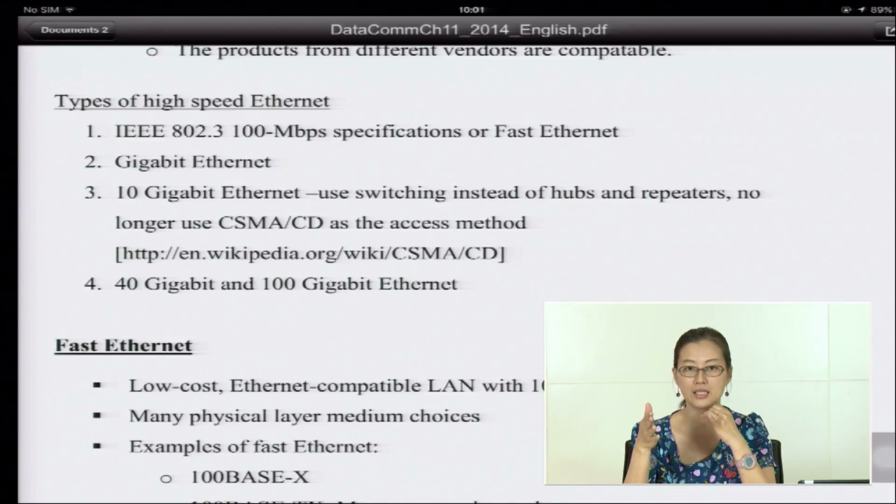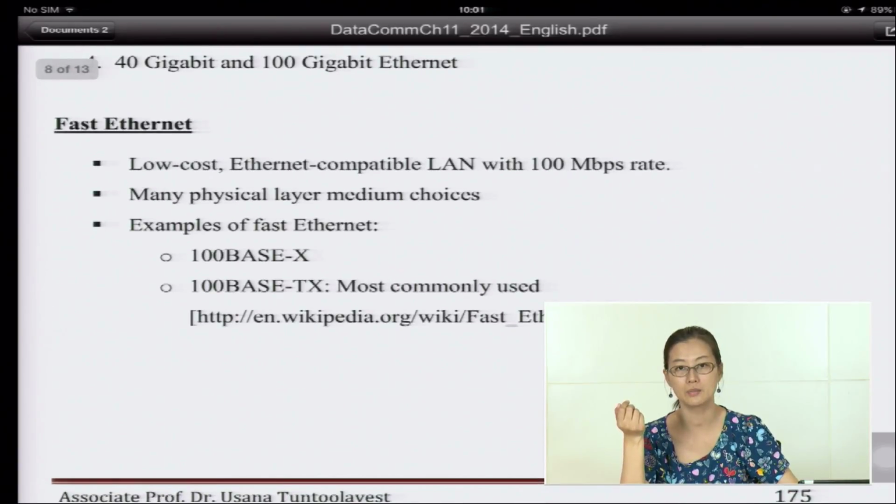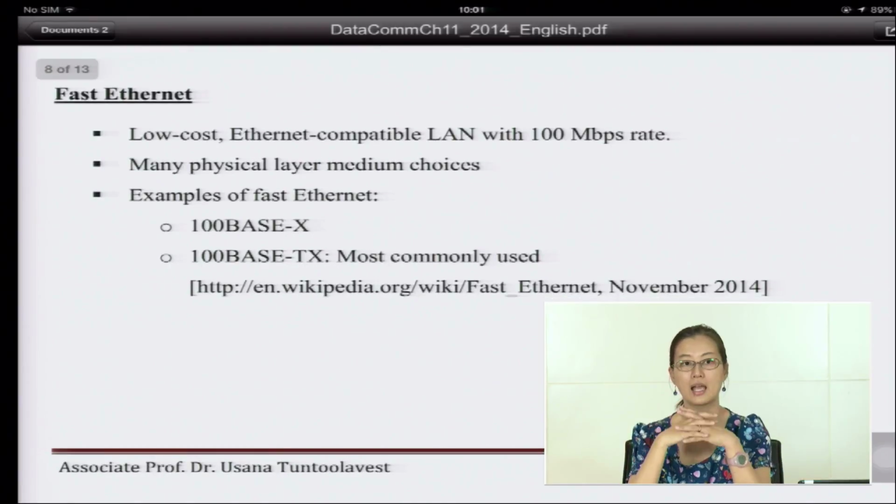From the 10 gigabit Ethernet, we will use switching instead of CSMA/CD. So at this point, we change to switching techniques. And we also have 40 gigabit and 100 gigabit Ethernet, and then higher and higher.